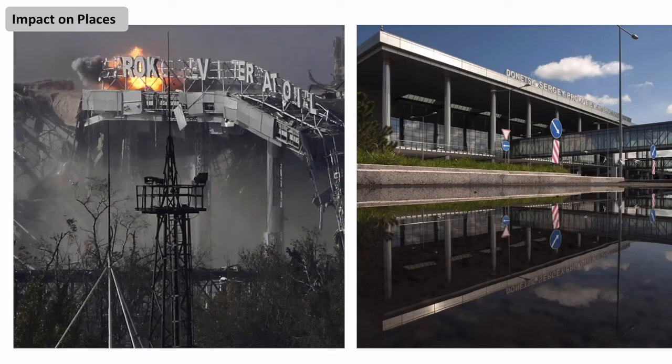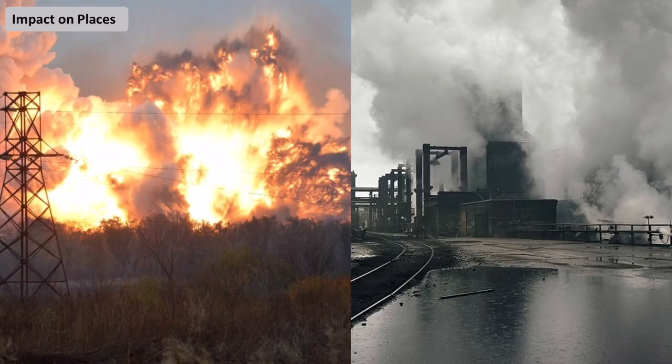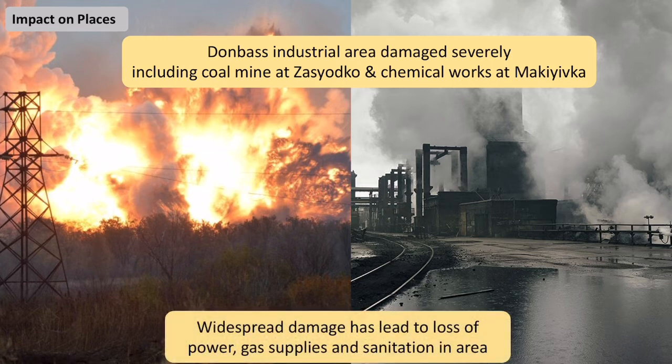We see here Donetsk airport, a really important link to the outside world, and also in Ukraine, got completely destroyed by the fighting. So any chance of getting in resources or aid would have been much more difficult because of this. And we see that this is a very important industrial region, and coal mines and chemical works were destroyed. Therefore, we're seeing huge power losses to the general public.